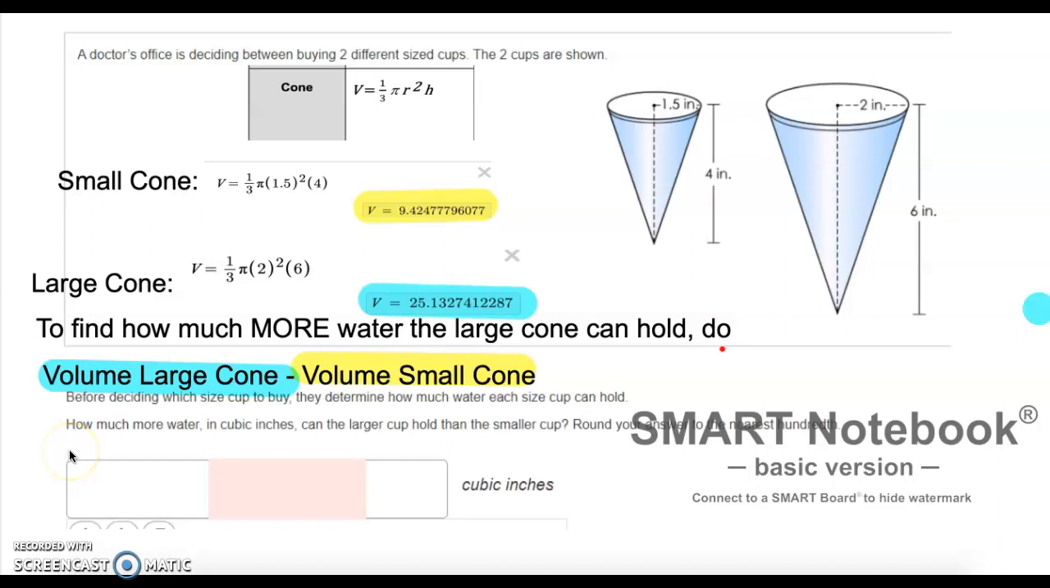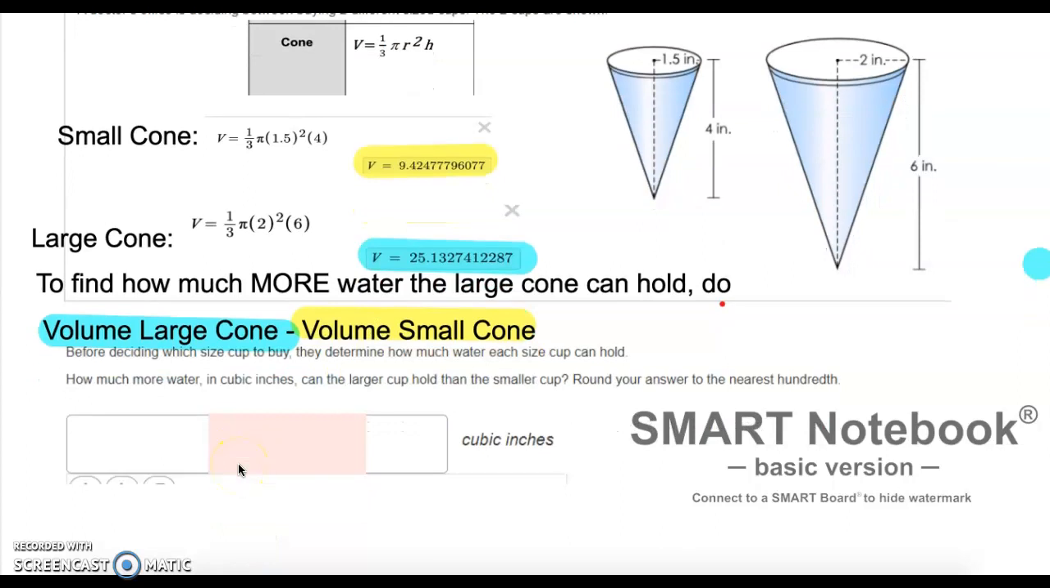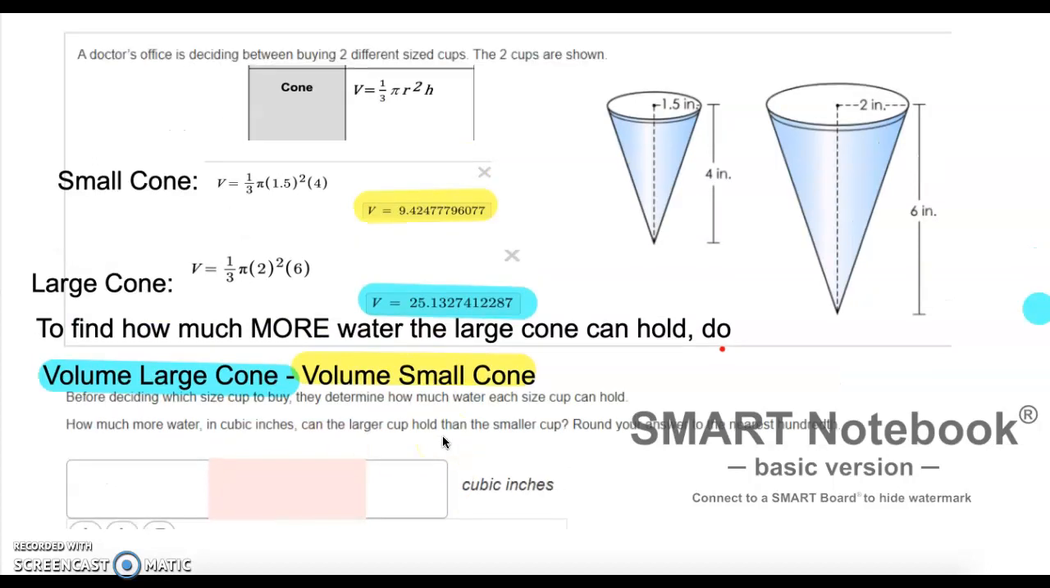Before deciding which size cup they buy, they determine how much water each size cup can hold. How much more water in cubic inches can the larger cup hold than the smaller cup? Round your answer to the nearest tenth.